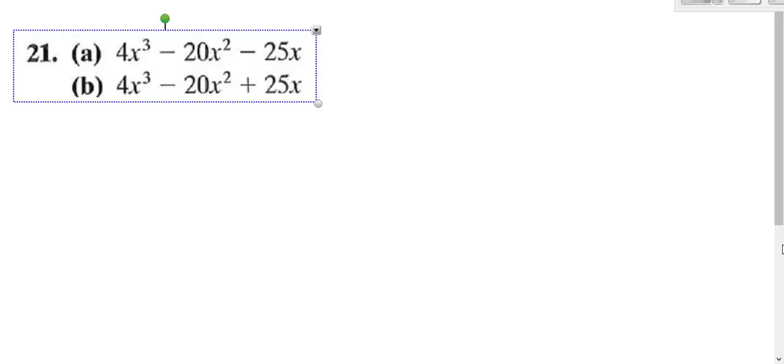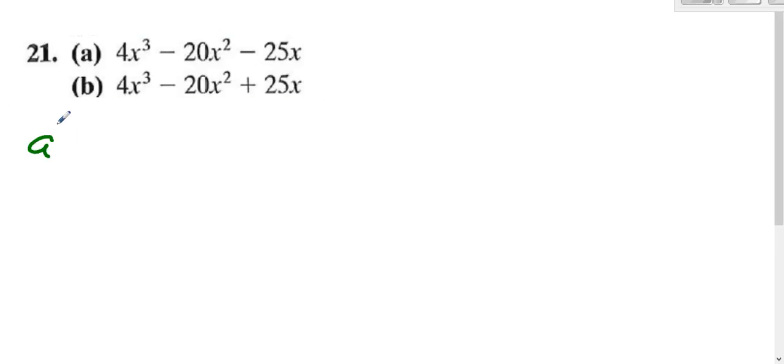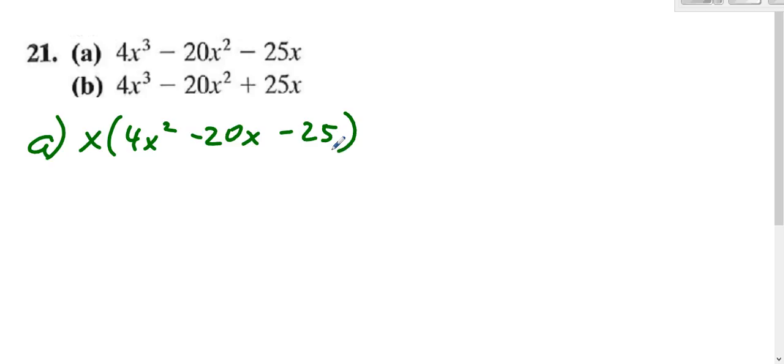Just like every problem, you start by looking for a GCF. It has one. They all have an X in common, so take it out. Then you can factor the rest of it. So multiply the 4 times the 25 to get 100. Two numbers that multiply to negative 100 and add to negative 20. It's not 10 and 10 because it has to be a negative 100, so that won't work. Mm, 25 and 4 doesn't work. Doesn't factor anymore.